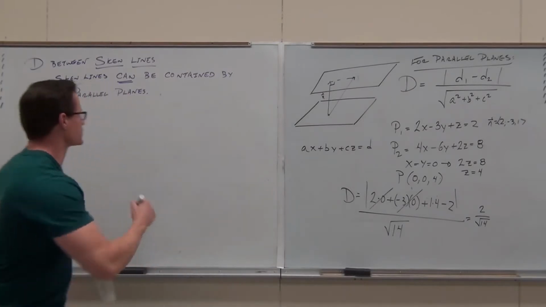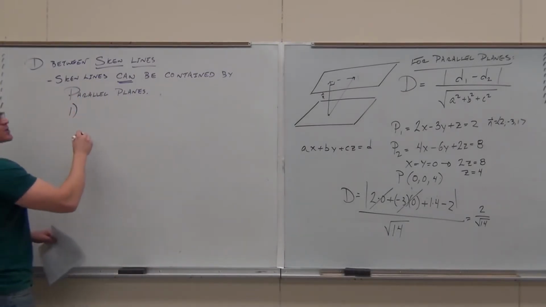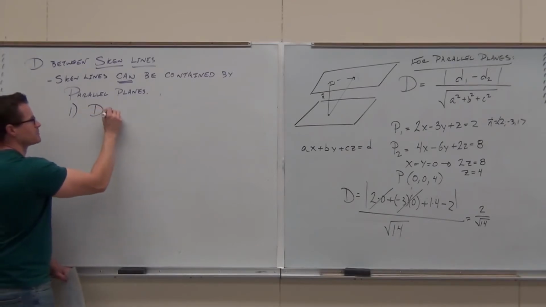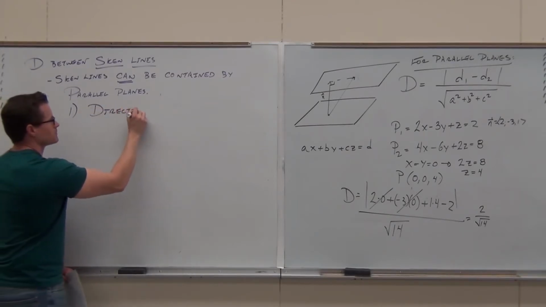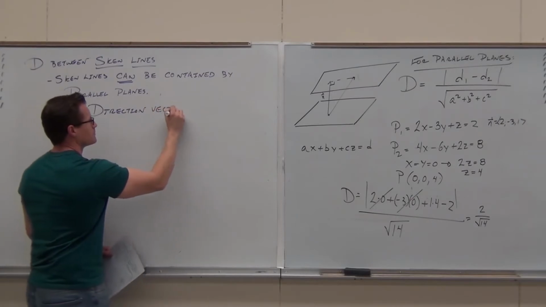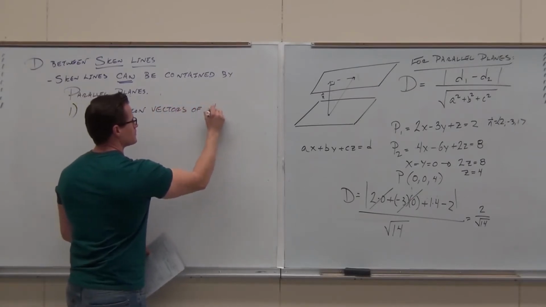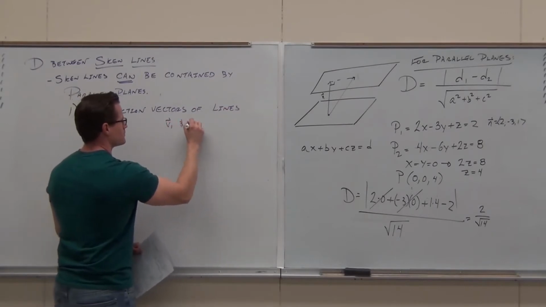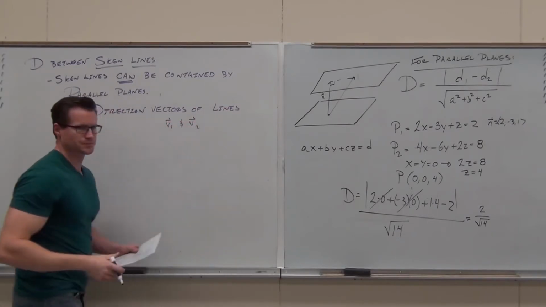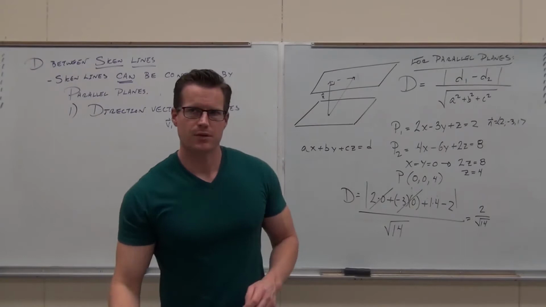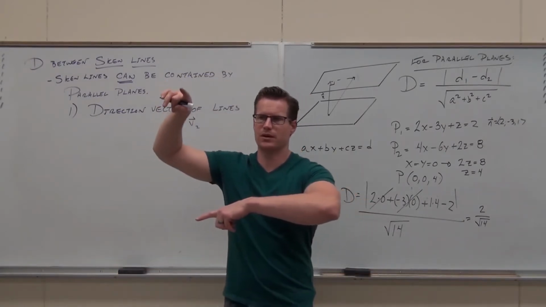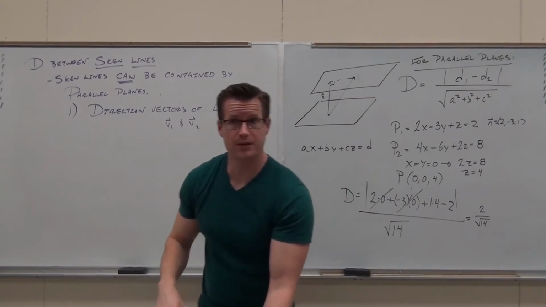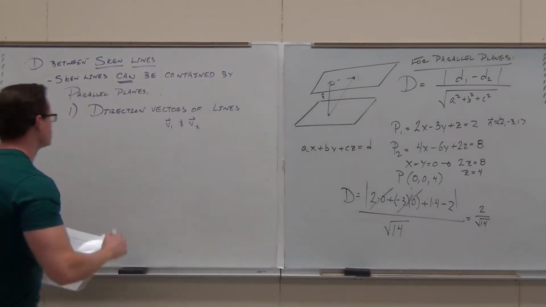Lines have direction vectors. So what you would do first, you'd find the direction vectors of your lines. If those direction vectors are in planes that are parallel, they will have a common normal. You find the normal between those vectors. That'll be the normal for the plane.